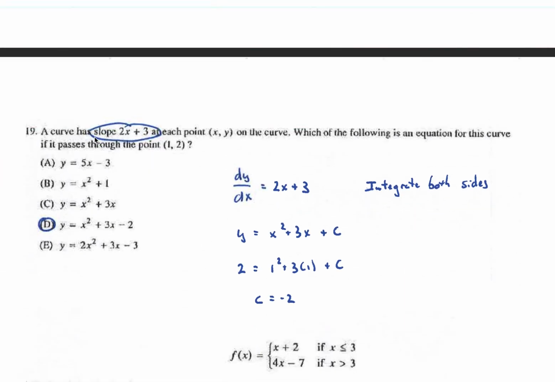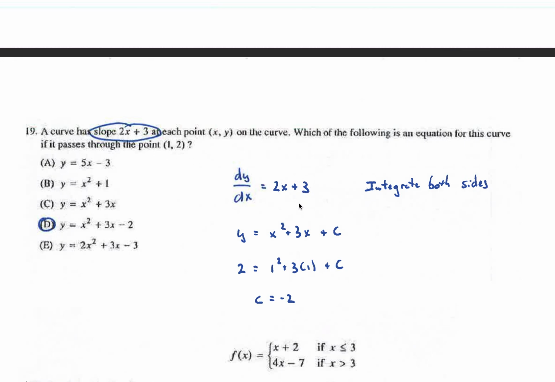All right, the curve has a slope of 2x plus 3. Okay, so if the slope is linear, meaning the derivative is linear, the function is going to be quadratic. So really, this is like a separation of variables. I'm not positive this is in this unit, but you can handle it, right?